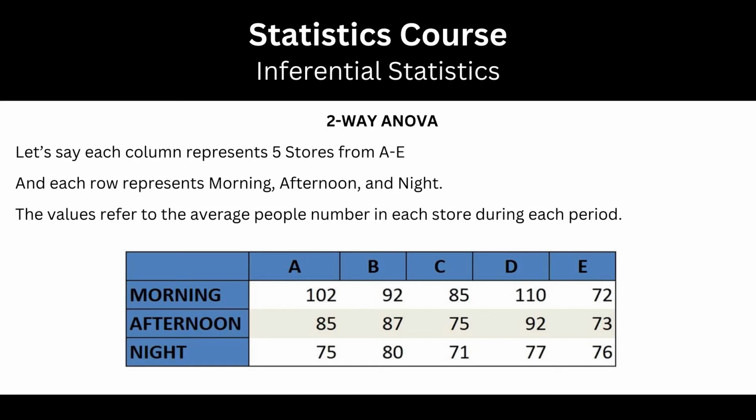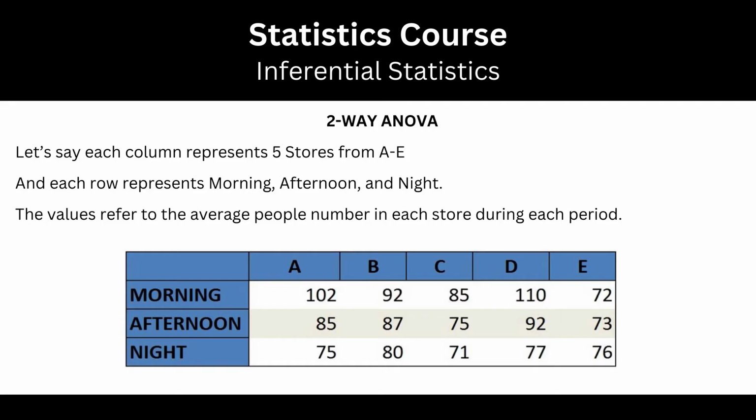A two-way ANOVA is like a one-way ANOVA, a hypothesis-based test. However, here we have another variable. Let's say we have 5 stores and we have 3 periods: morning, afternoon and night. The values in the table are the average number of people in each store and in each period.